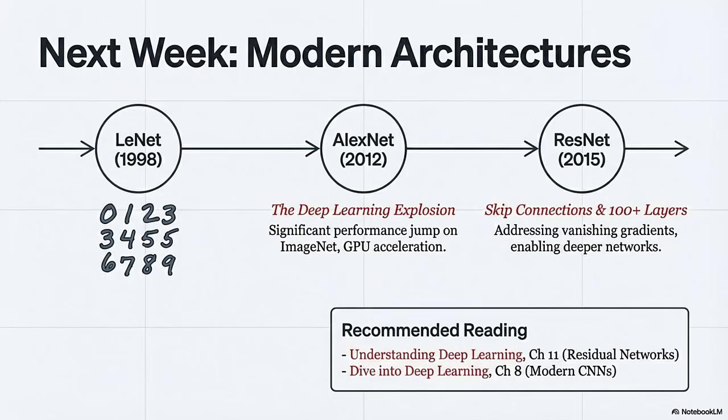We'll walk through the Hall of Fame of CNN architectures. We'll start with the granddaddy of them all, LeCun's LeNet. Then we'll look at AlexNet, the network that really kicked off the deep learning revolution back in 2012. And we'll finish up by looking at more modern, deep architectures like ResNet.